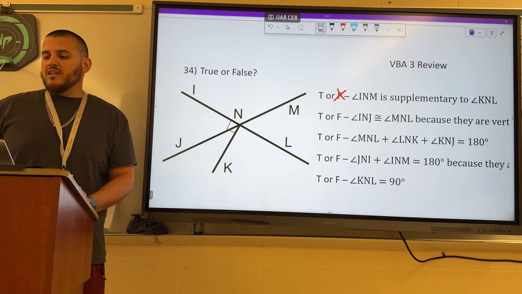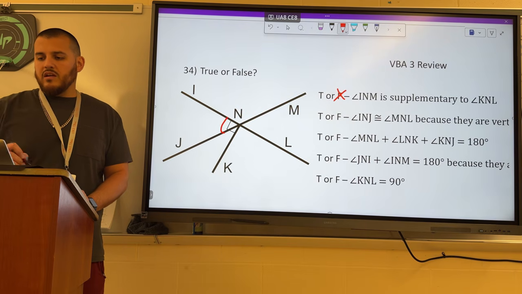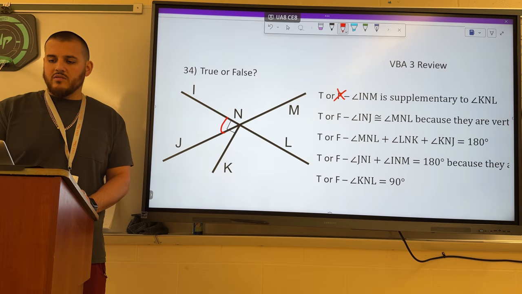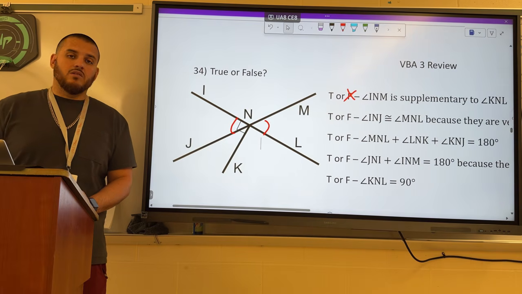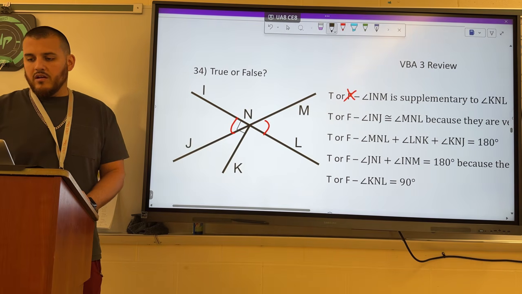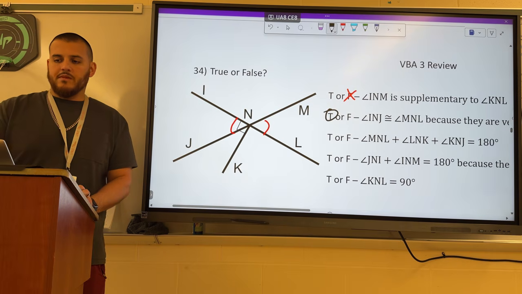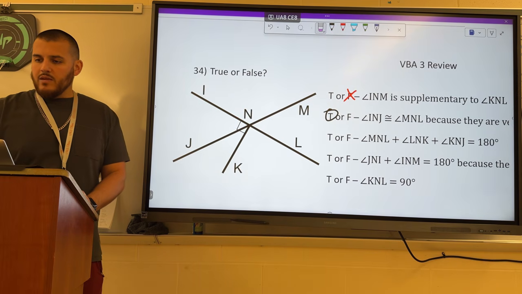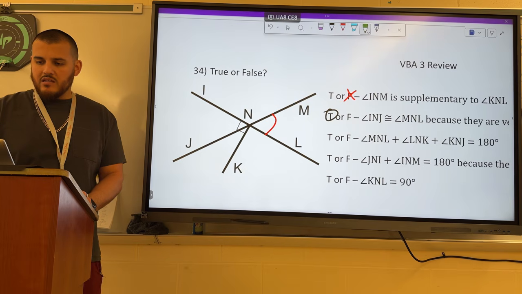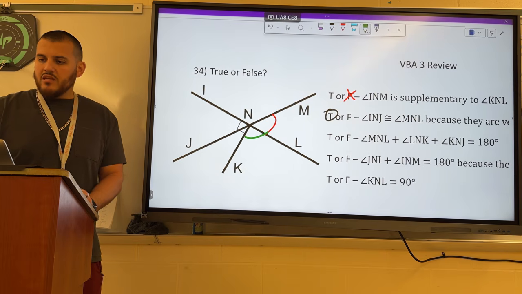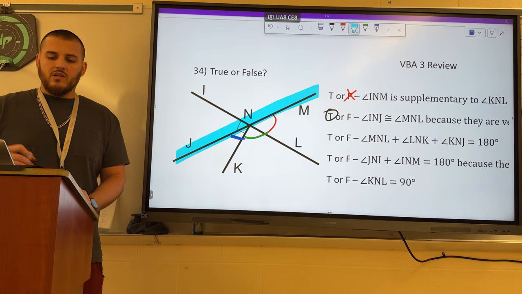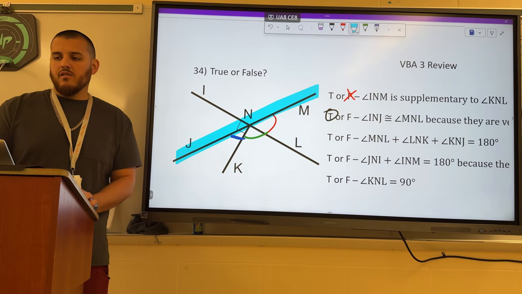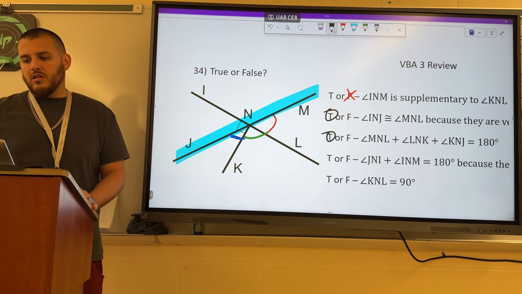Next says angle INJ, that would be this angle here, is congruent to angle MNL, this one here. It says because they are vertical. It's absolutely true. Those are vertical angles that are congruent to each other. That is a true statement. The next one says angle MNL, that's this angle, plus LNK, that is this angle, plus KNJ, that's this angle, equal 180. Absolutely true. Those three angles are on one side of a straight angle. They have to have a sum of 180 degrees.